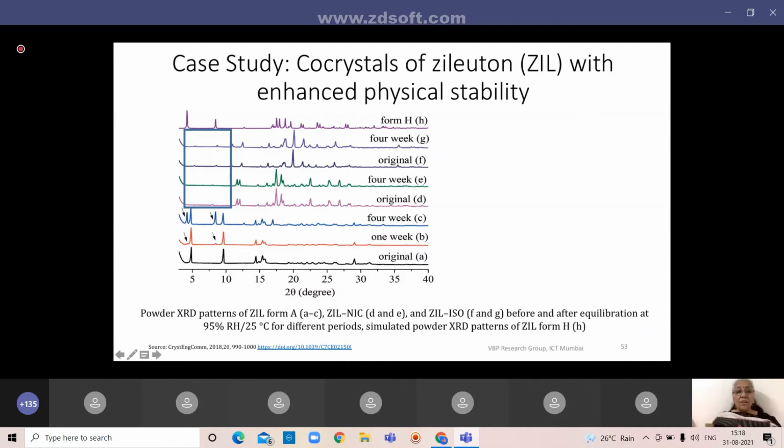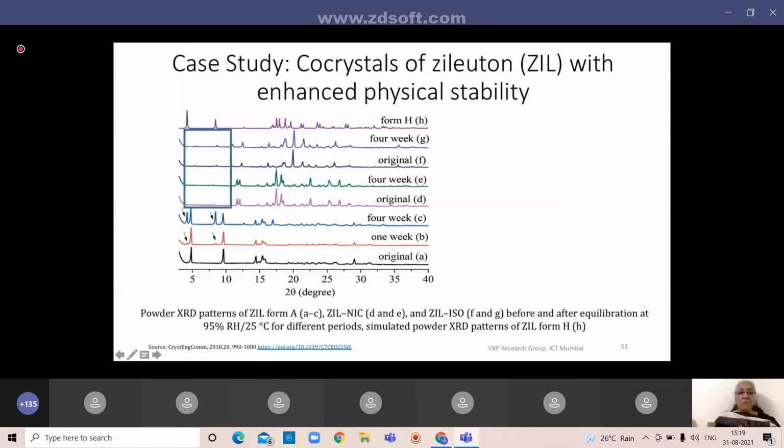So in this case, obviously, if you have to show that co-crystals are formed, you can see the powder XRD patterns. So you are recording it for form A. So A, B, C in this particular diffractogram are indicating form A. Then you have D and E with nicotinamide. Then you have F and G with isonicotinamide, and then there is form H. Very clearly you can see this is the original moiety, form A.